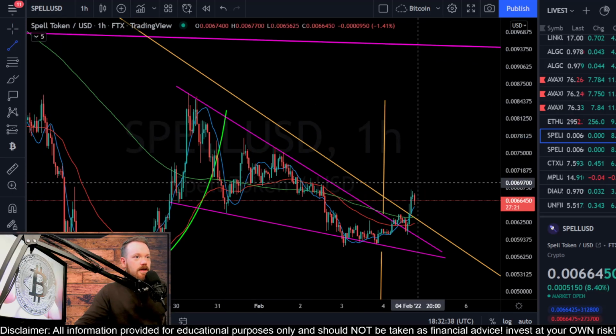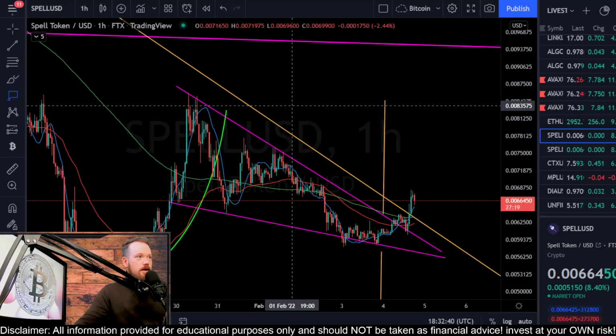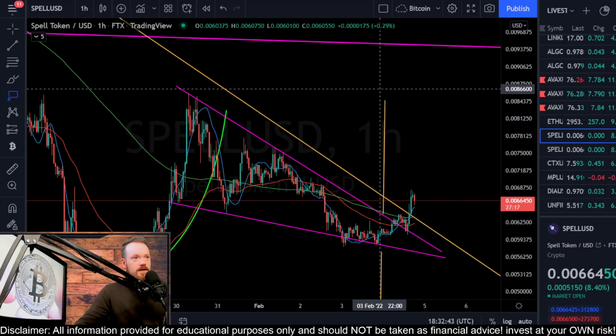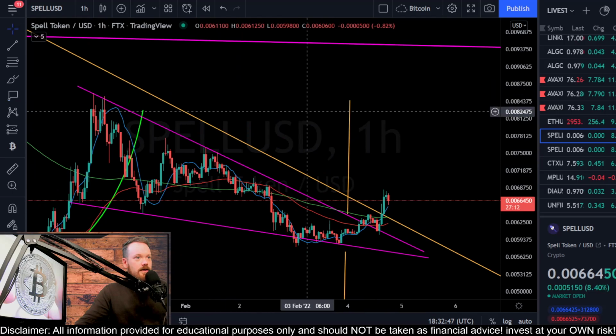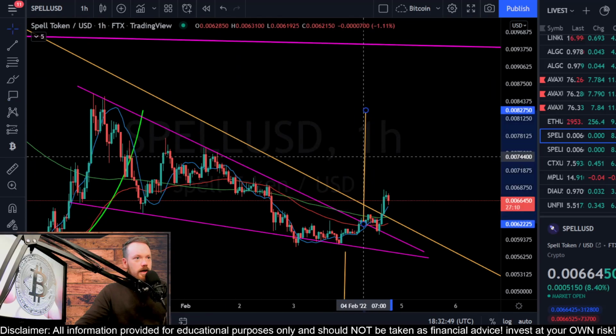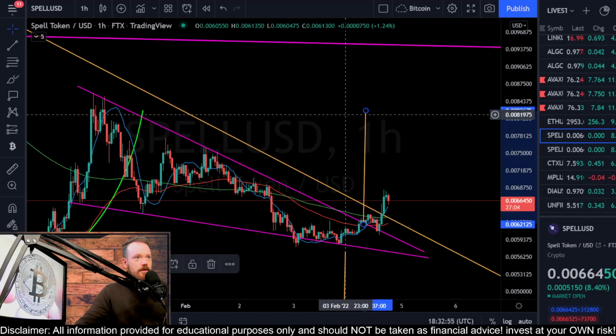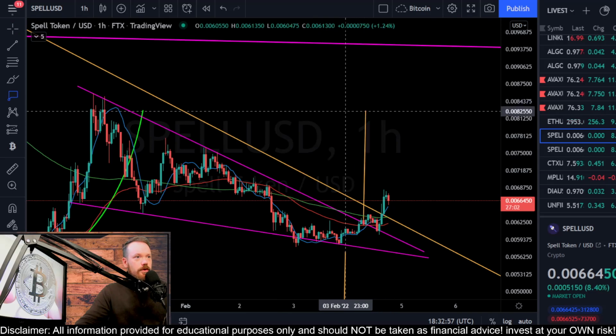So first, let's put in this target, and we're just going to put it in here. Guys, move to the upside. You can see this measured move I have here. That is the measurement of this pattern. We did break out of this. Let me move this down actually to our actual breakout point just to get a little more accuracy here. Technically, your breakout point was about right here. So that's going to put your target in here for Spell Token on the short term, right here at about 0.00825.